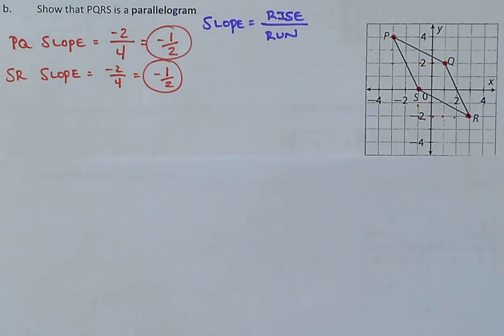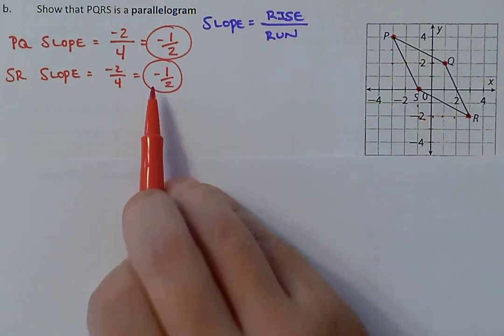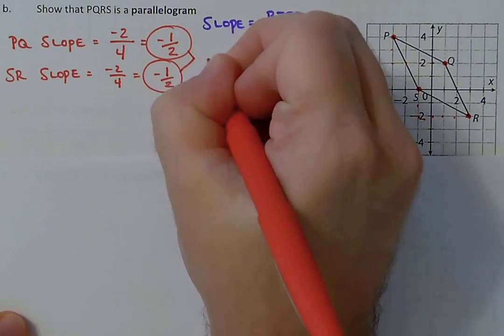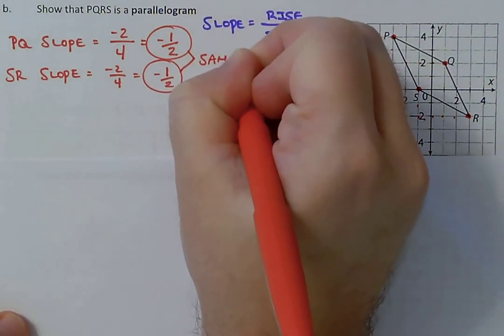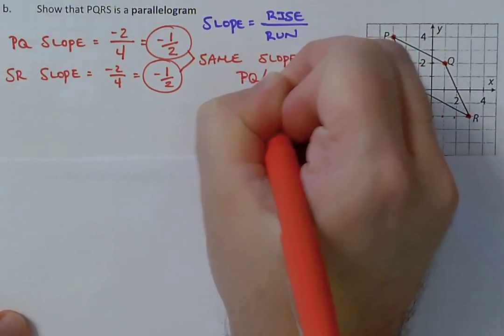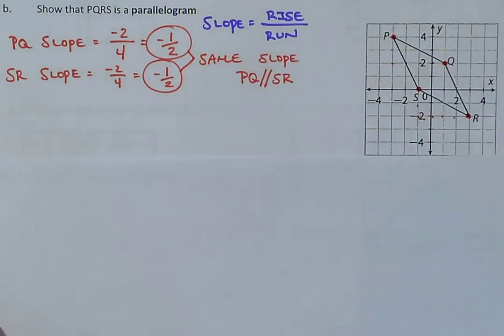However much you go up or down is on the top. However much you go right or left is going to be on the bottom. So we went down 2 to the right 4, and we simplified it to negative 1/2. So at this moment, do we know that PQ and SR are parallel to each other? We do, because PQ and SR have the same slope. So that means PQ is parallel to SR.